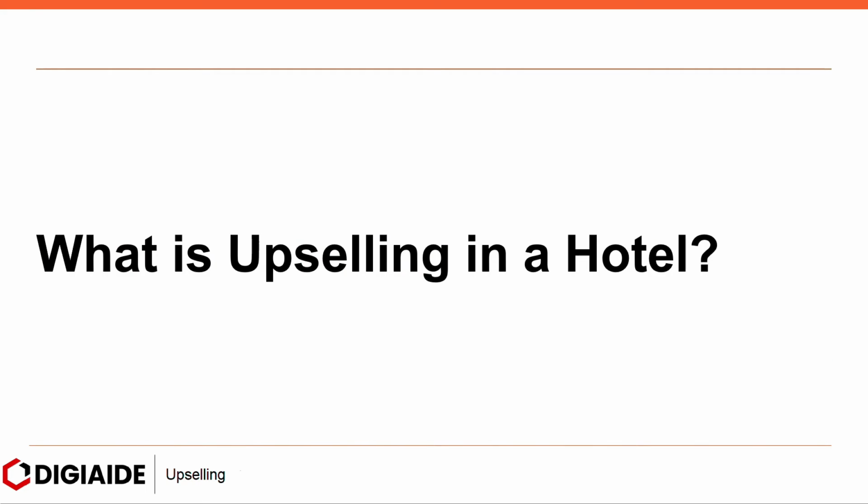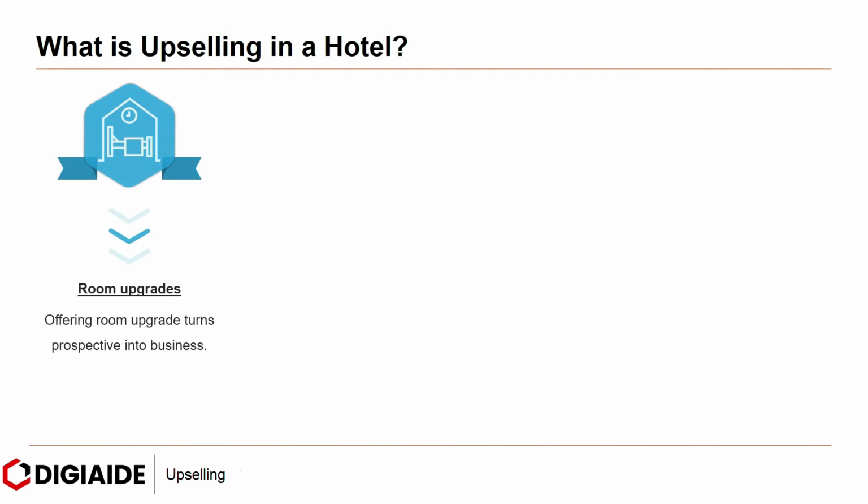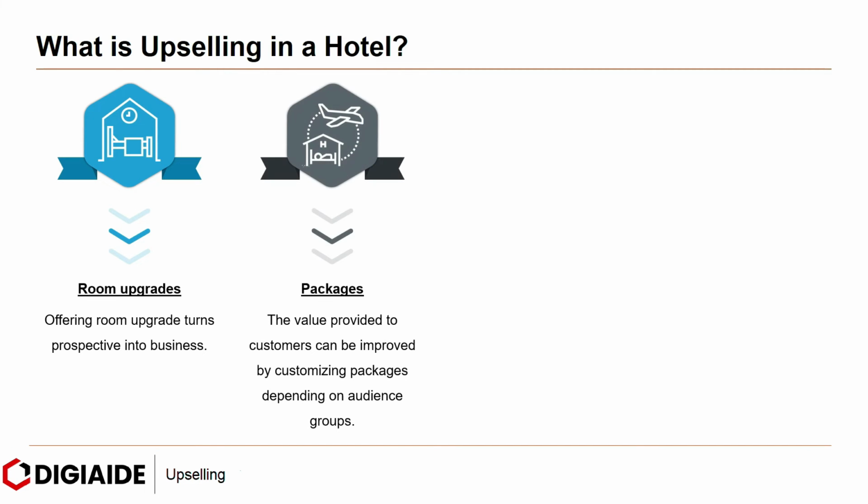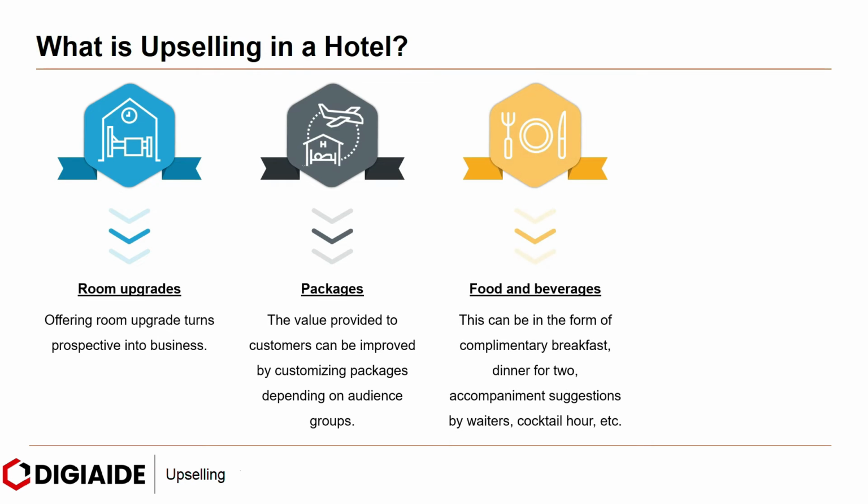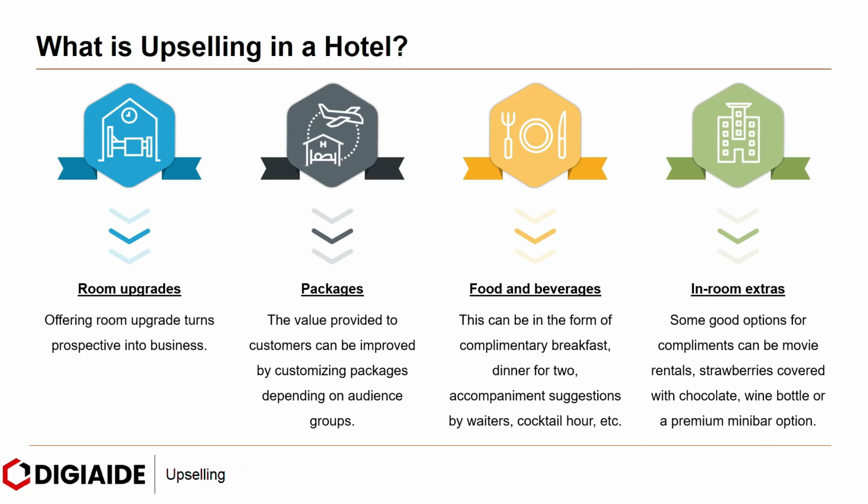Moving on, what is upselling in a hotel? There are many options here. First, room upgrades. Offering room upgrade turns prospective into business. Next, packages. The value provided to customers can be improved by customizing packages depending on audience groups. Third, food and beverages. This can be in the form of complimentary breakfast, dinner for 2, accompanied suggestions by waiters, cocktail hours, etc.